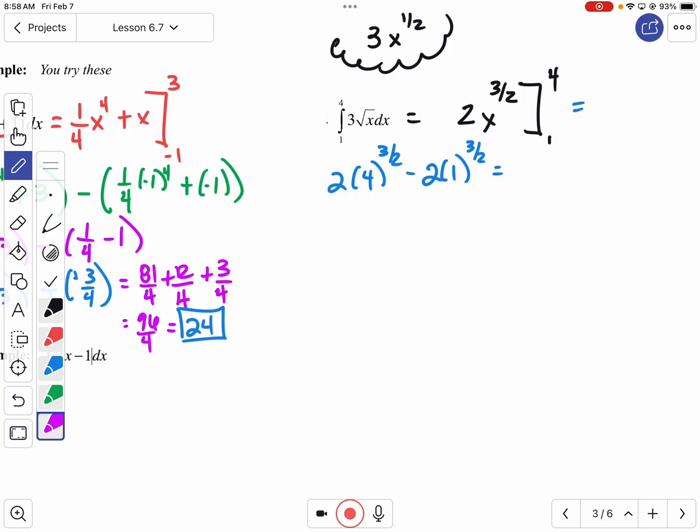Okay. 4 to the 3/2, that means take a square root and cube it. So what's the square root of 4? And 2 cubed is 8. Okay, 1 to any power is just 1, thank goodness. So I have 16 minus 2, which is 14. Okay, so you just really have to think your way through those radical ones. All right, thinking about your powers.